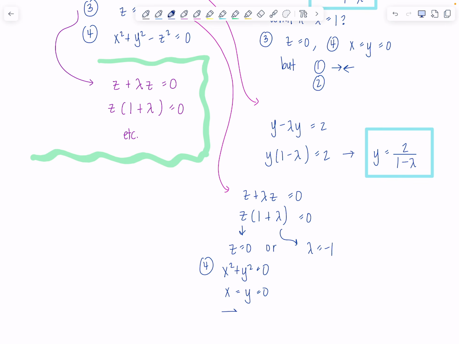No, that's a contradiction. You're right. Okay, so this one goes bye-bye. Z can't be 0. That means lambda has to be negative 1. Okay, so then we're done. Then I can find x and y and z because I know lambda is negative 1.